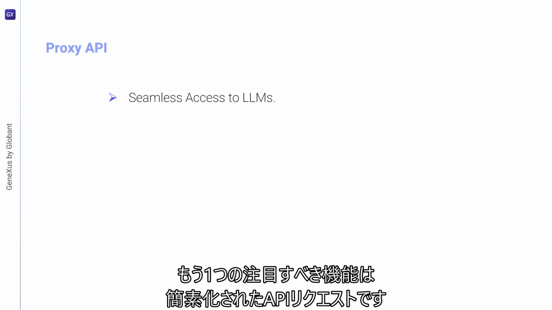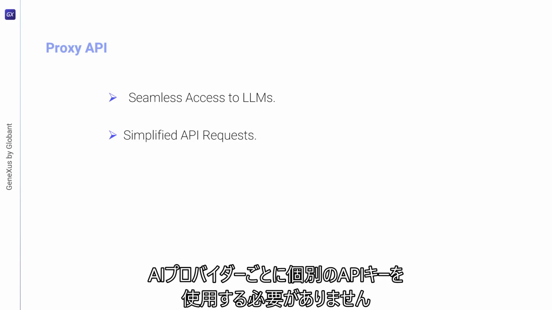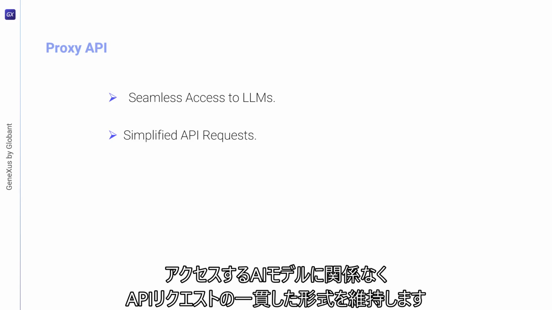Another feature to note are the simplified API requests. The Genexus Enterprise AI Proxy API applies specific API tokens, eliminating the requirement for individual API keys for each AI provider. It also maintains a consistent API request format, regardless of the AI model being accessed.